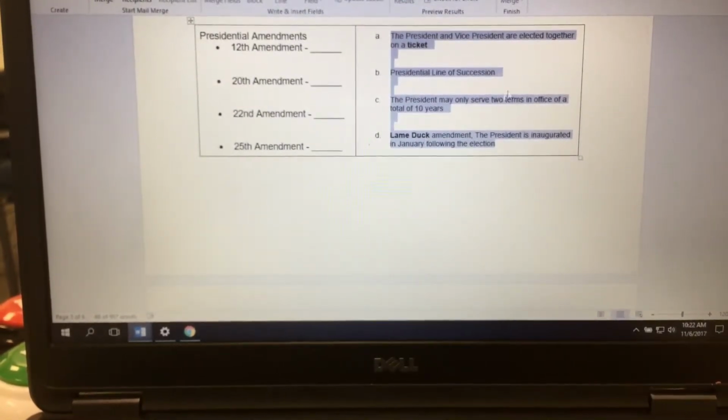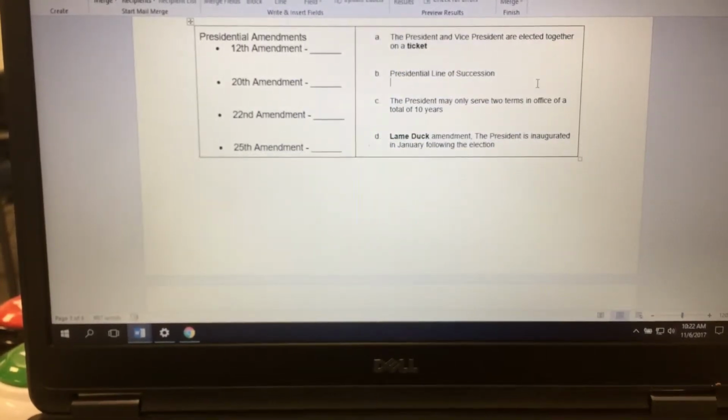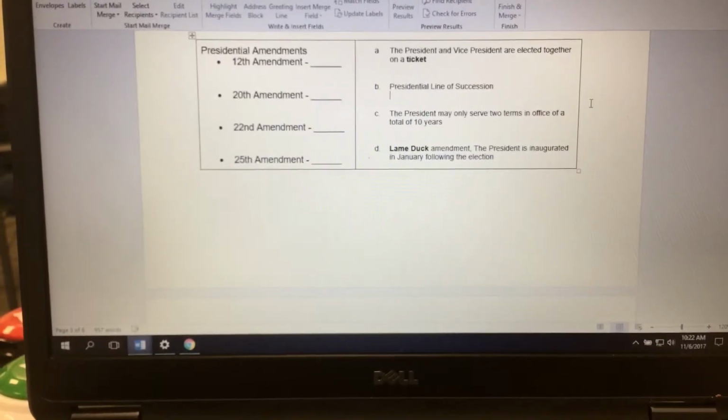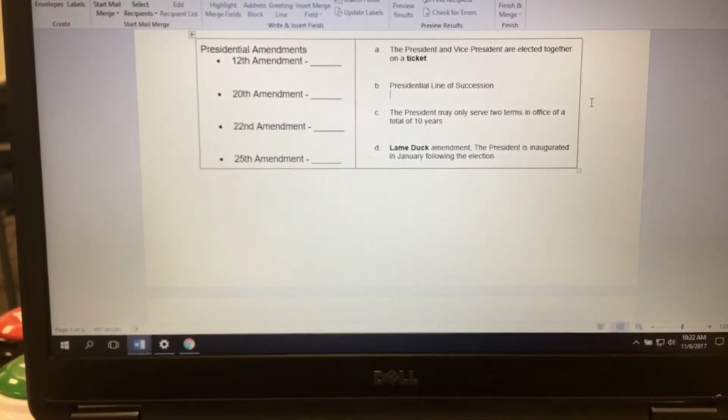The President and Vice President are elected together on a ticket. Presidential line of succession. The President may only serve 2 terms in office, a total of 10 years. Lame duck amendment, the President is inaugurated in January following the election.